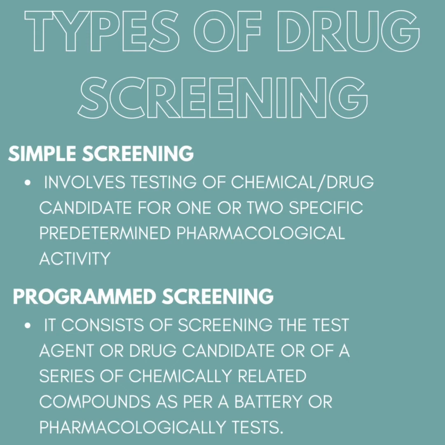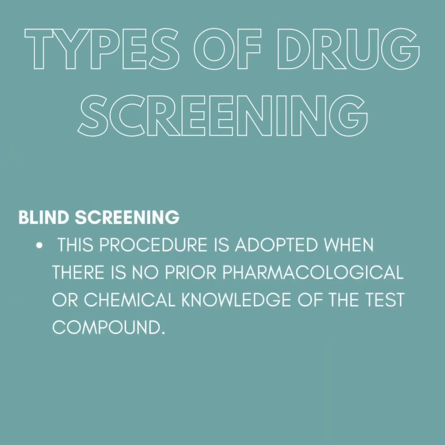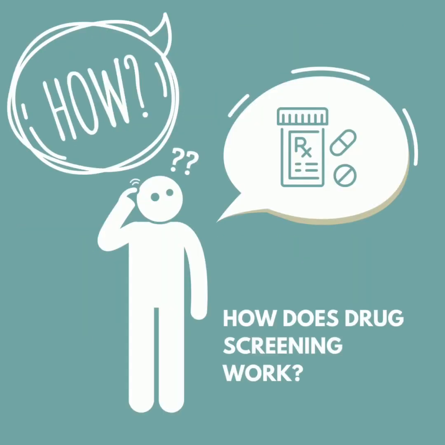Also, in drug screening, there are different types. First is simple screening. It involves testing of a chemical or drug candidate for one or two specific predetermined pharmacological activities. Secondly, program screening. It consists of screening the test agent or drug candidate, or a series of chemically related compounds, as per a battery of pharmacological tests. And lastly, blind screening. This procedure is adopted when there is no prior pharmacological or chemical knowledge of the test compound.